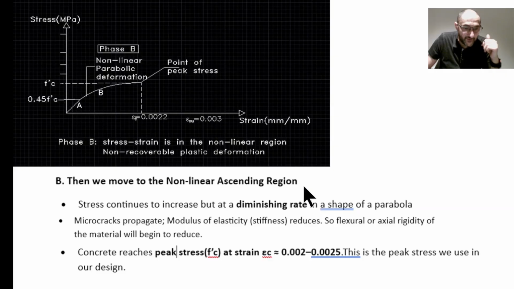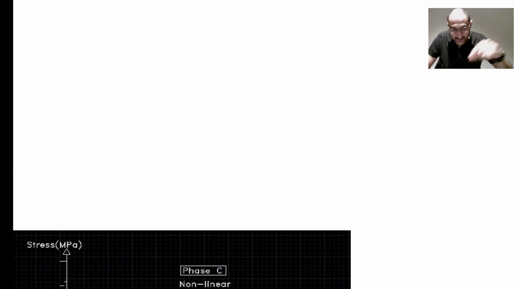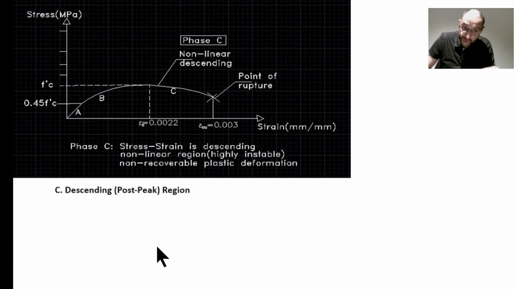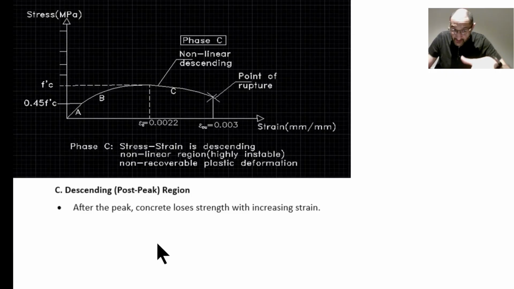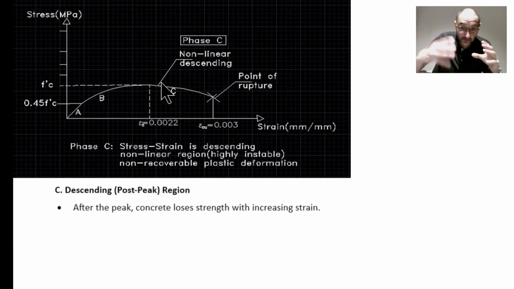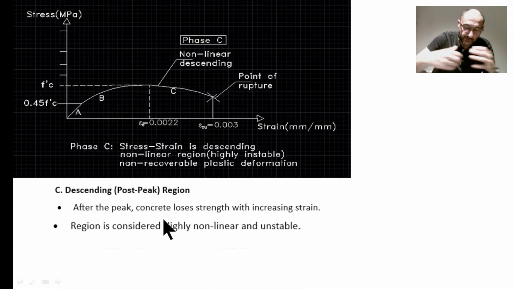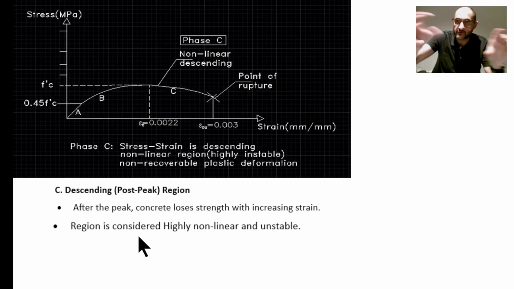And then the final phase, phase C, is what we call the descending or post-peak region. After the peak, concrete loses strength with increasing strain. At this point, once the line begins to curve, you're in the plastic region now, which means it's not a recovery state anymore. You could never go back to the initial volume, the initial cross-sectional area of the concrete. It's now deformed, and because concrete is so brittle, it begins to fail.